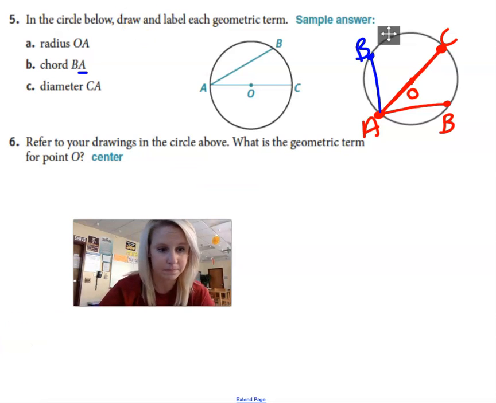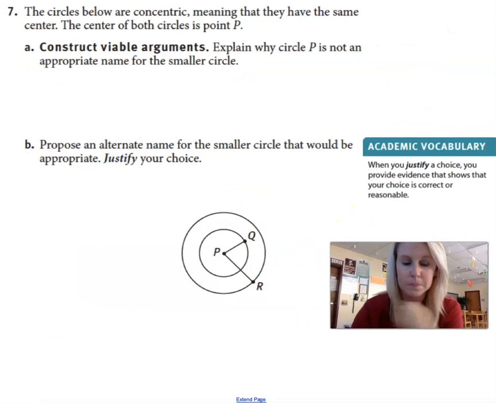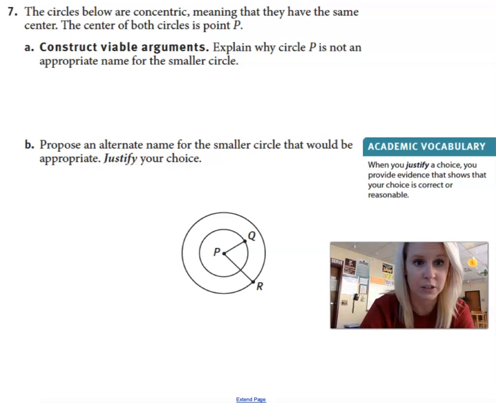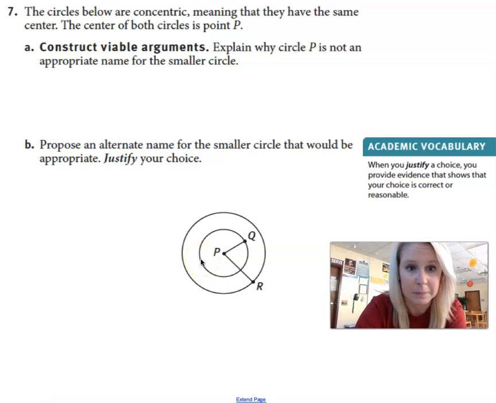Moving on. The circles below are concentric, meaning that they have the same center. The word centric means center, and con means same. So the center of both of the circles is P. I have a big circle and a little circle, a circle within a circle. They're concentric and they both have the center P.